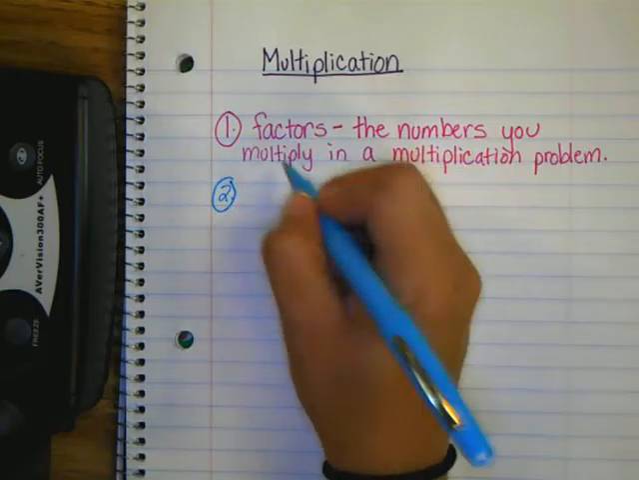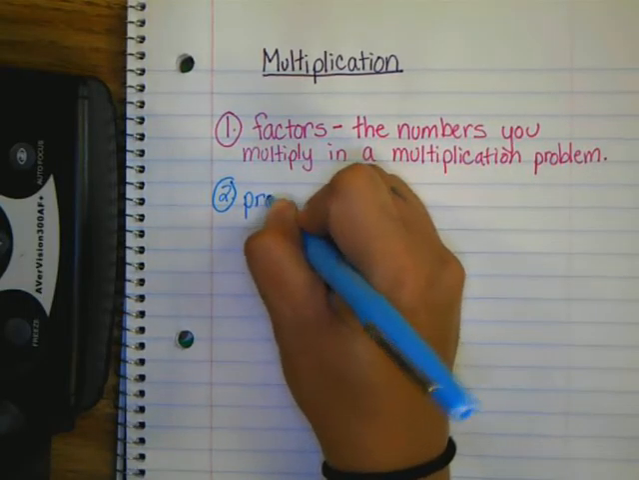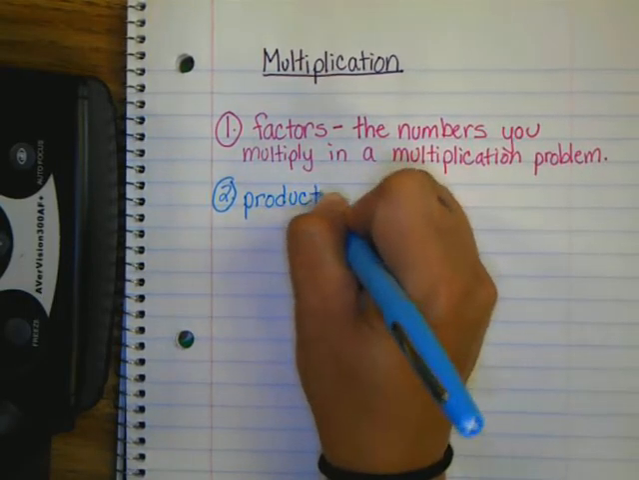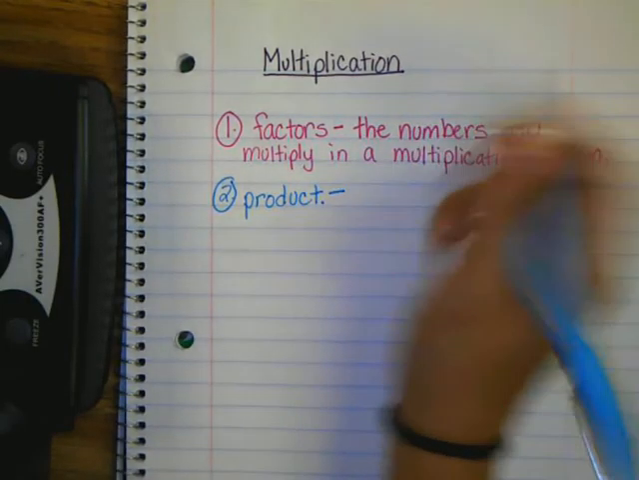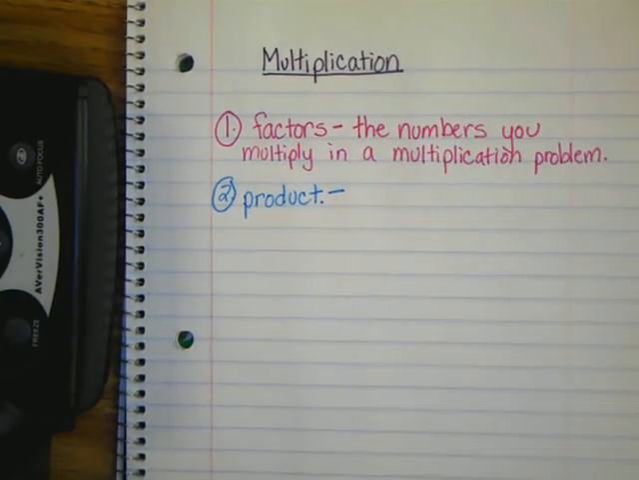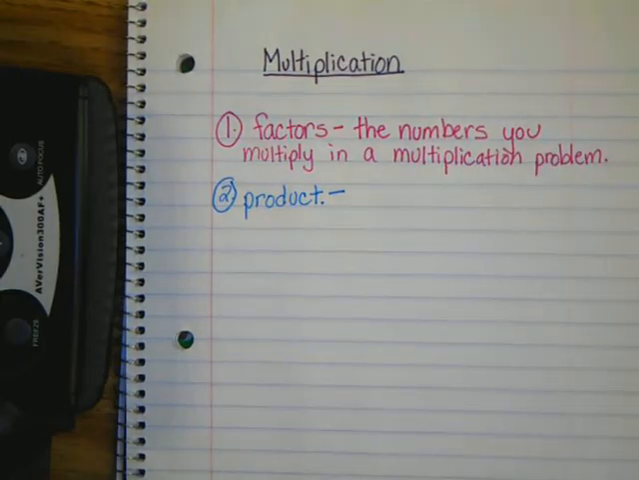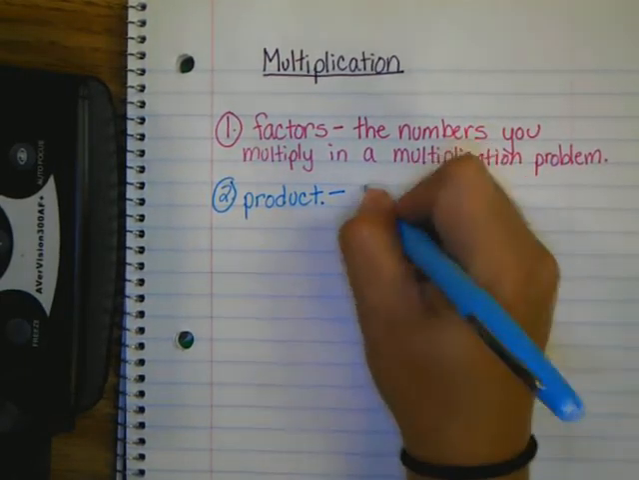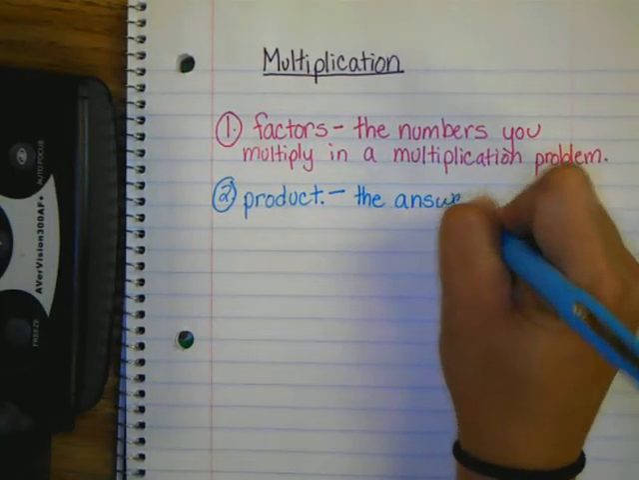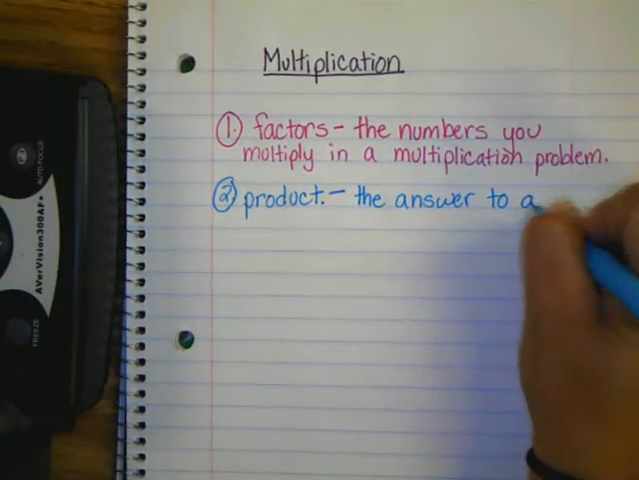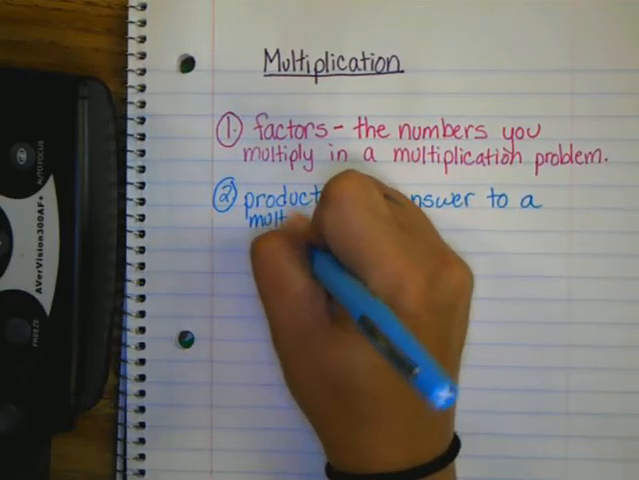Alright, number 2. So if we're talking about factors, we should probably talk about the product, right? And that was in our anytime problem today. Raise your hand. What's a product? I didn't mean to put a period right there. I don't know what that's about. Put a dash. What's a product, Selma? Yeah, that's the answer to a multiplication problem.